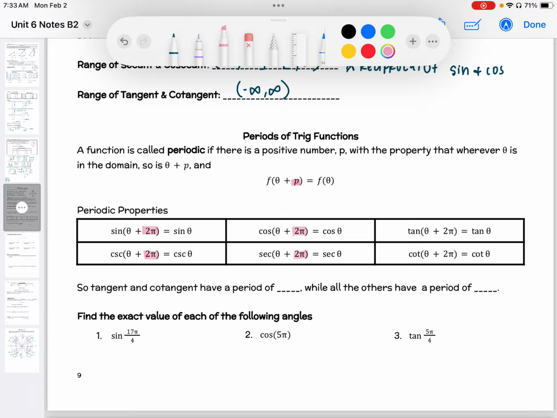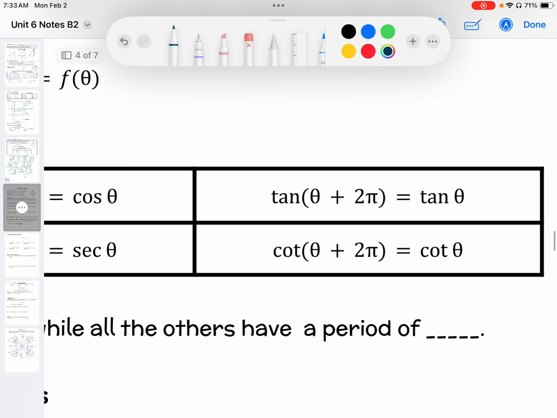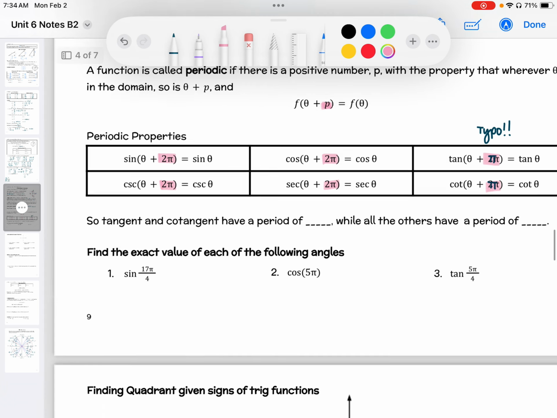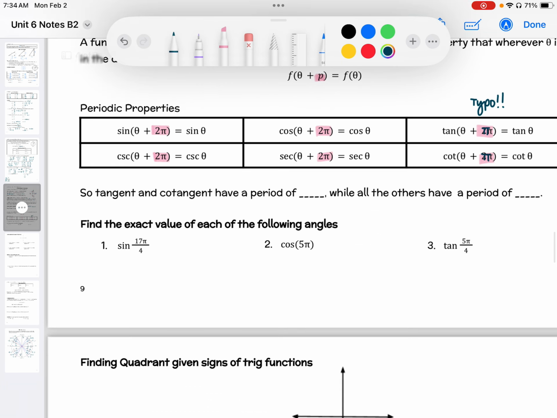Tangent and cotangent. Oh wow, this is bad. I just realized there was a typo. So these should be pi. So tangent and cotangent have a period of pi. So every pi radians, it's going to start repeating again. So tangent and cotangent have a period of pi, while the others all have a period of 2 pi.